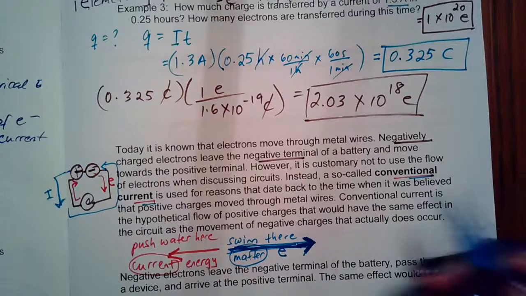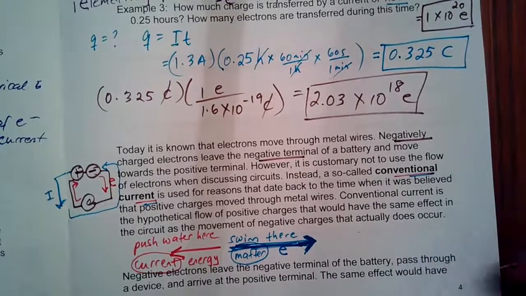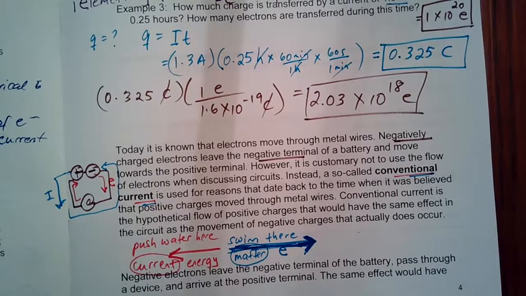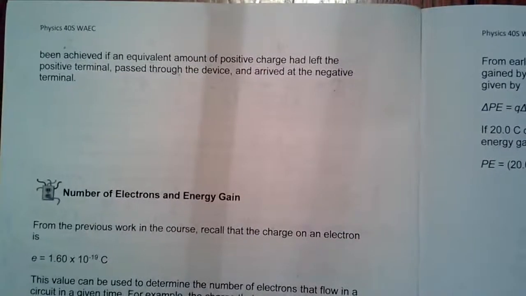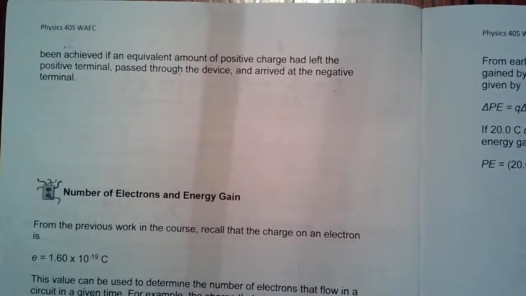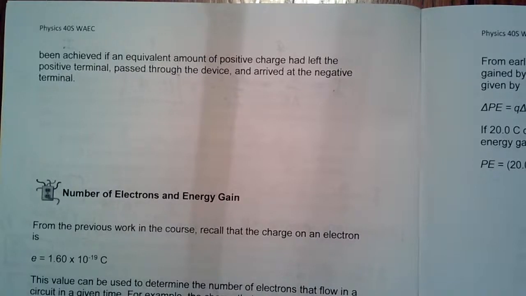So we just have to remember that current flows from the positive to negative, even though electrons come from the negative to the positive. But it doesn't matter because the effects would have been the same. So they just didn't change the convention. Okay, so let's summarize here.